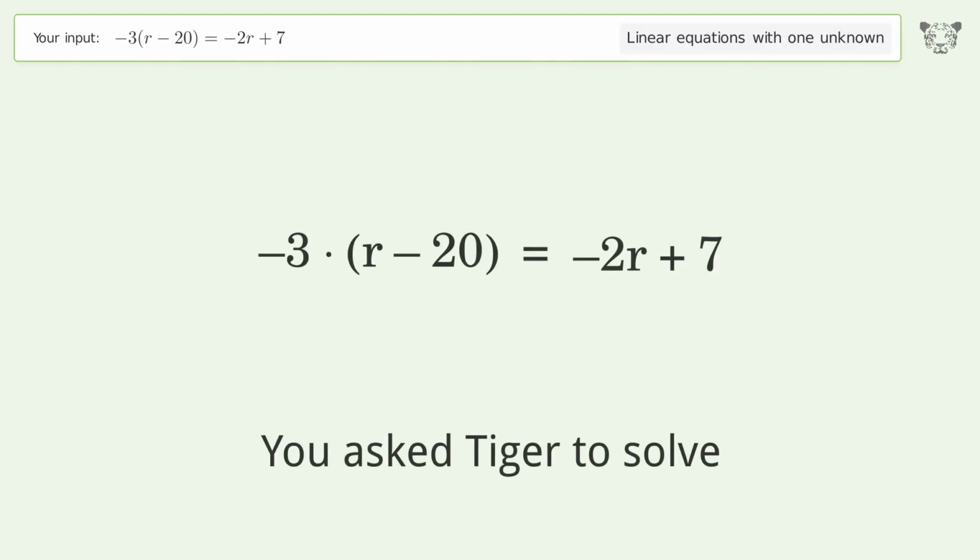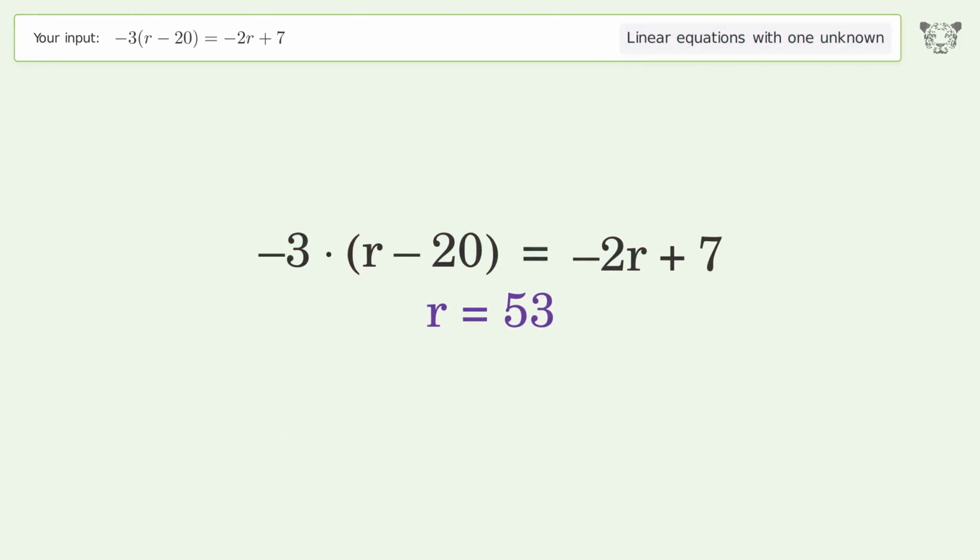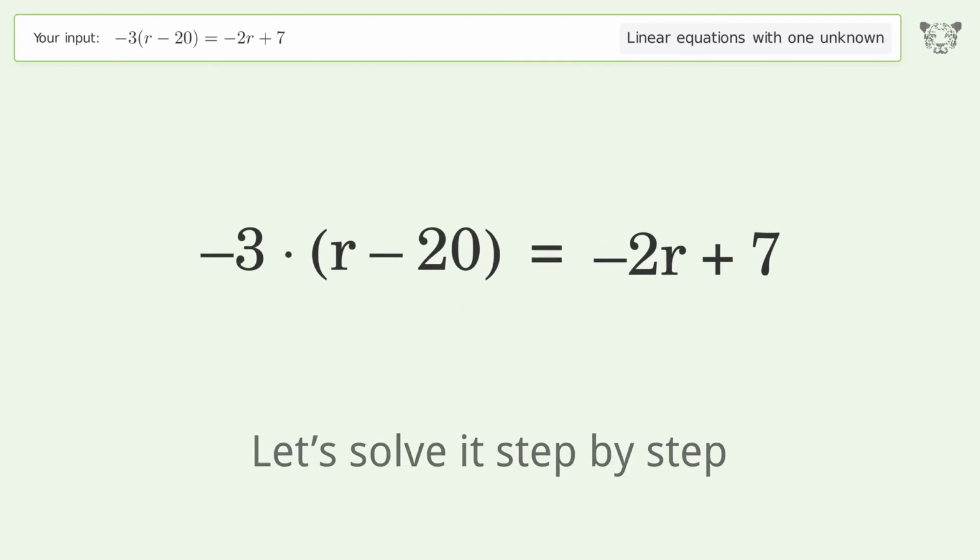You ask Tiger to solve. This deals with linear equations with one unknown. The final result is r equals 53. Let's solve it step by step.